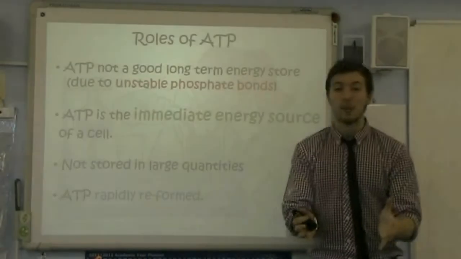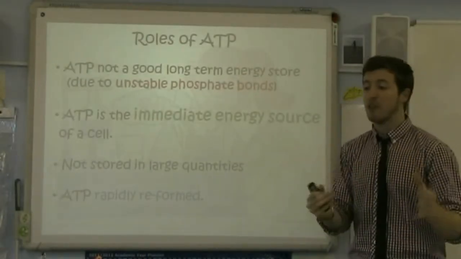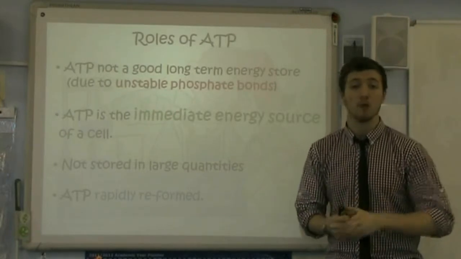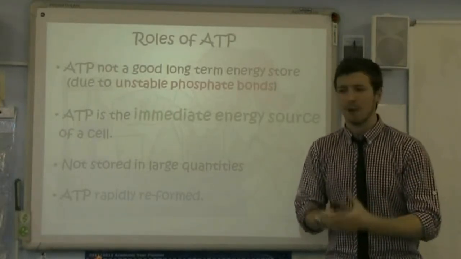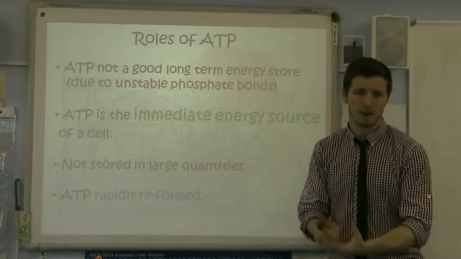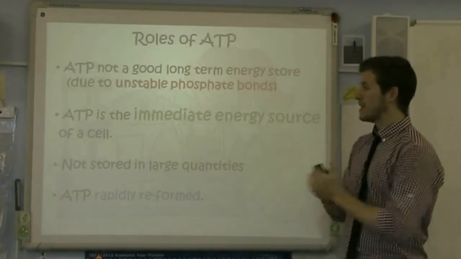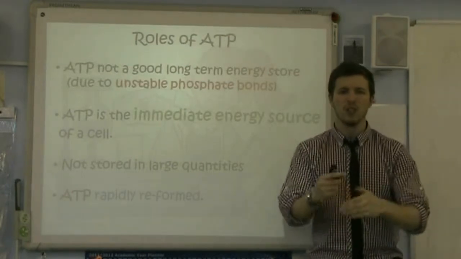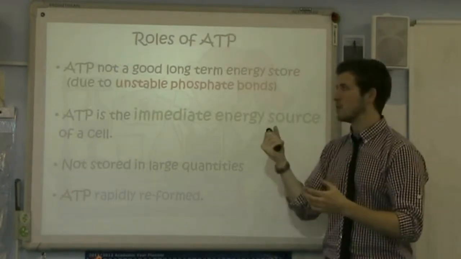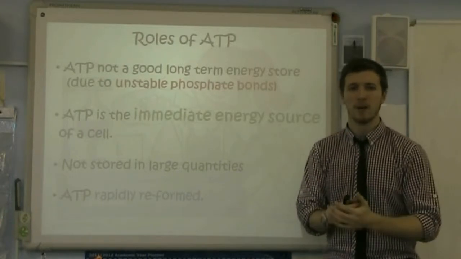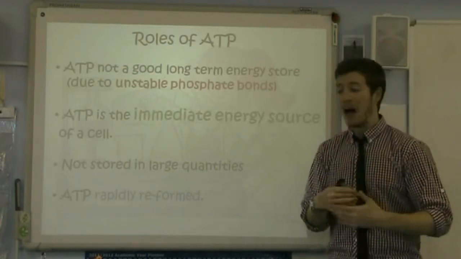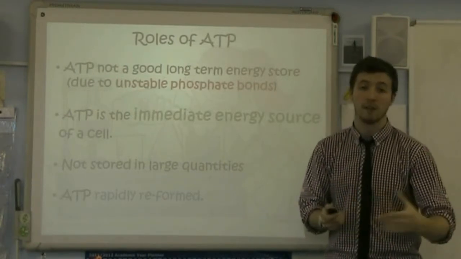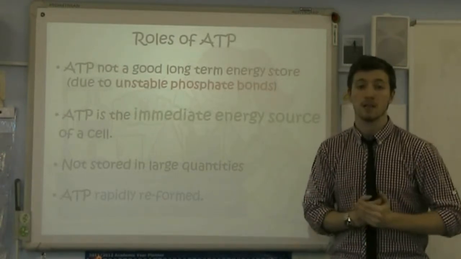Okay, roles of ATP. It's not a good energy source for the long term, simply because it's got very, very unstable bonds which could break very easily, and if you want to store energy, that's not very useful. It's the immediate energy source of a cell, so it's not stored in large quantities. You need to continuously make it, because these unstable bonds will break down anyway, but if you're continuously making it and rapidly reforming it, then you've always got a supply that allows your cells to carry on with all the processes that were occurring.